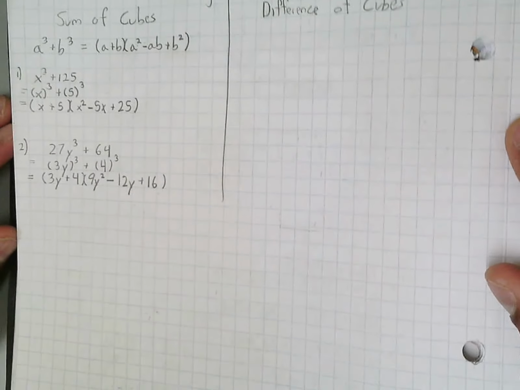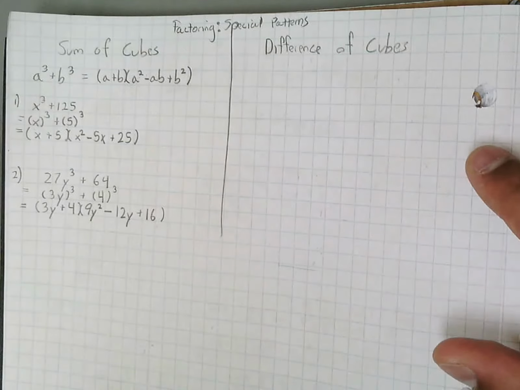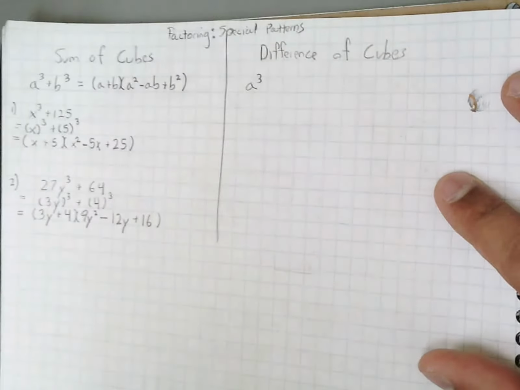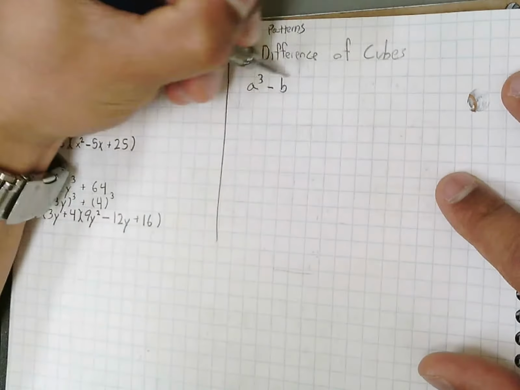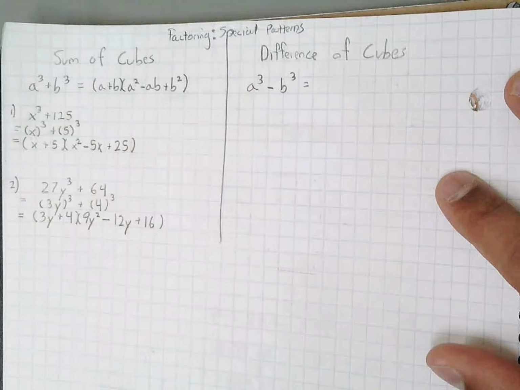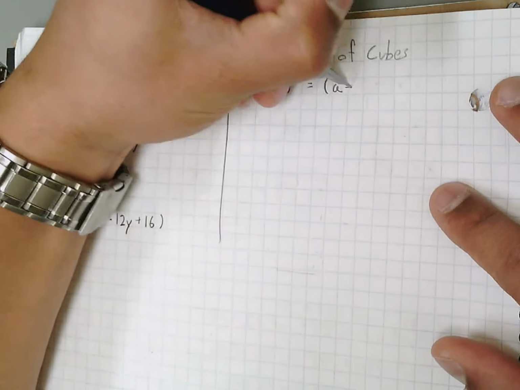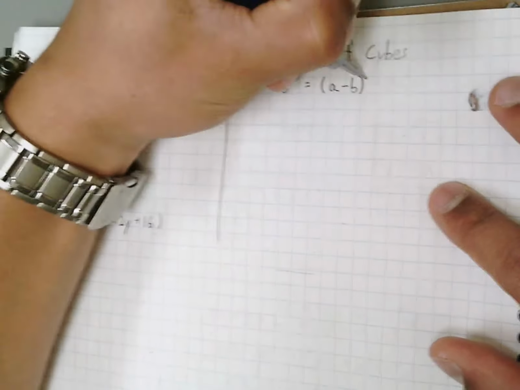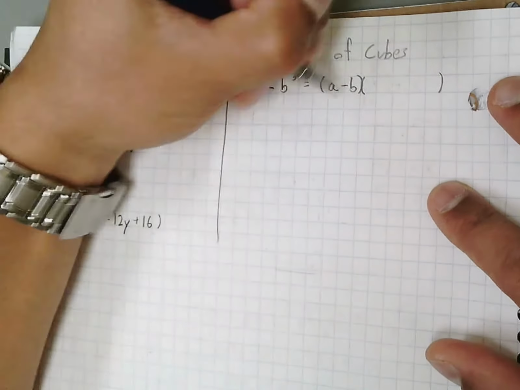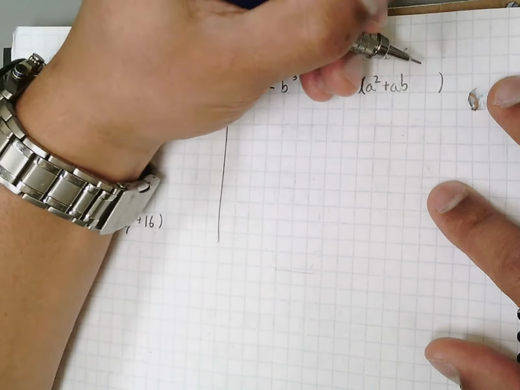Okay, let's look at examples of difference of cubes. So it's a very similar formula, very similar pattern, I should say. So if you have some value cubed minus another value cubed, so notice this is a difference, minus, of two cubes, it's always going to factor to this pattern: a minus b times a squared plus ab plus b squared.